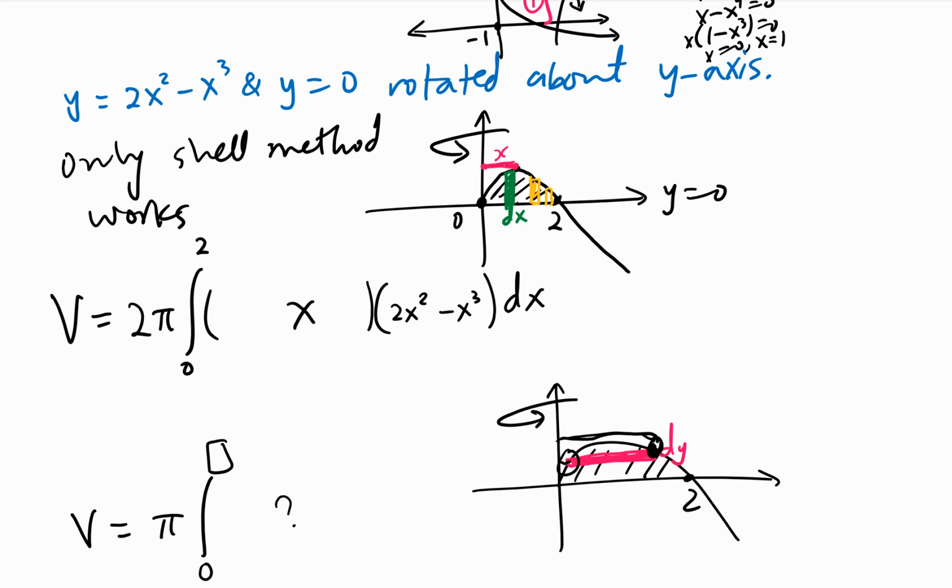Even if you don't know from minute one which method you should use, should I use this method or that method, if you don't know, it's okay. You try it and then you find out, wow, I'm stuck on shell method, I need to go back to trying washer. I'm stuck on washer, I need to go back to shell method.